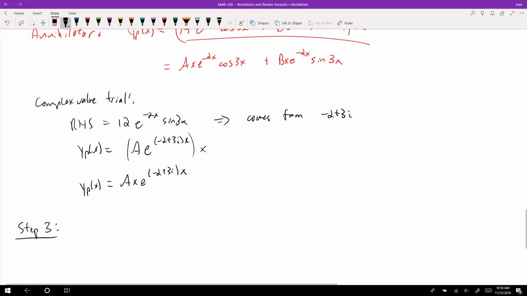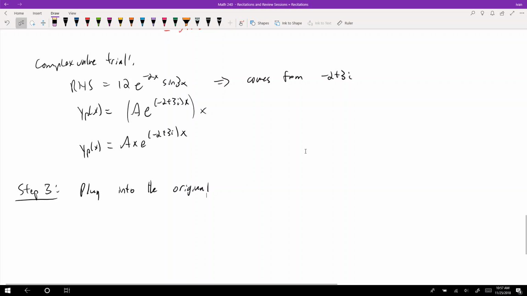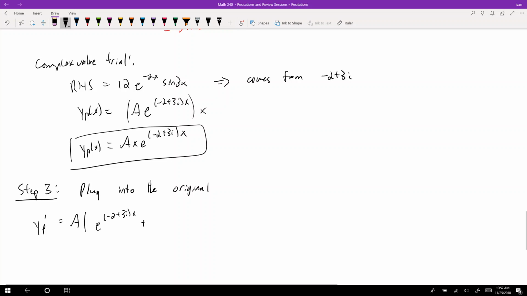So step 3 is to plug into the original equation. All right, so yp of x, this is our guess right here. So yp prime is going to be the following. a is a constant that can come out in front, and then this is going to be e to the negative 2 plus 3i x plus negative 2 plus 3i x e to the negative 2 plus 3i x. Right, got to use the product rule. So that doesn't seem too bad.